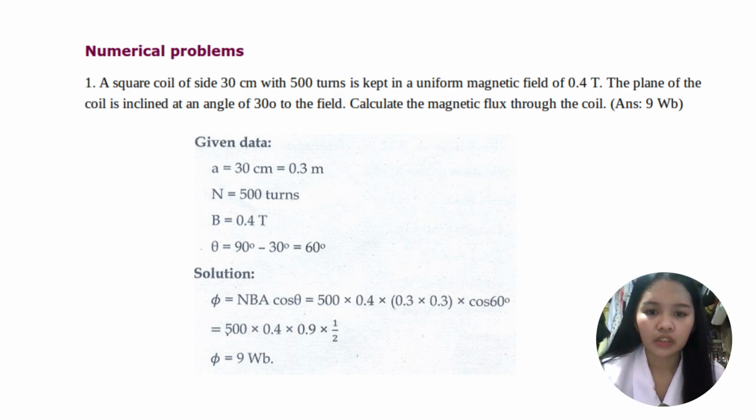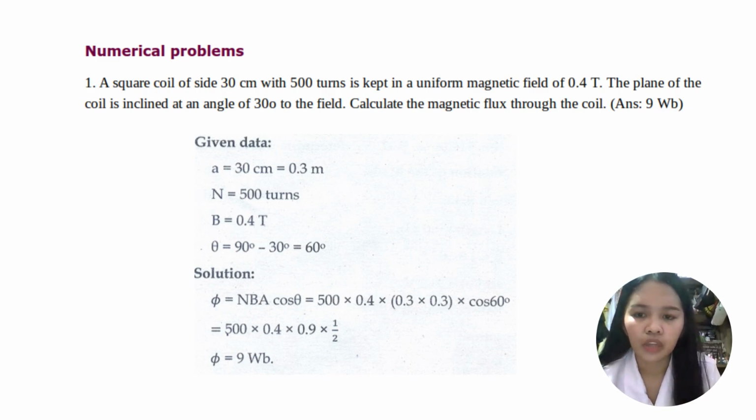So here is the solution. It comes from the formula of magnetic flux, which is equal to NBA cos theta. Where given, N is equal to 500, B is 0.4, and A is 0.3 squared, converting from 30 cm to meter, times cos 60 degrees. That is equal to 500 times 0.4 times 0.09 times 1 half, which is equal to 9 Wb. So that is the solution of the problem.